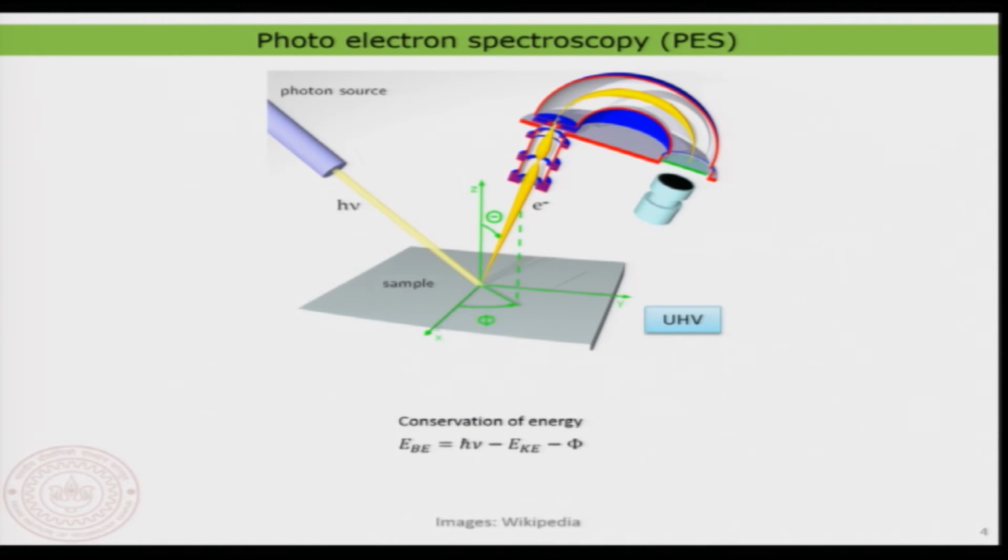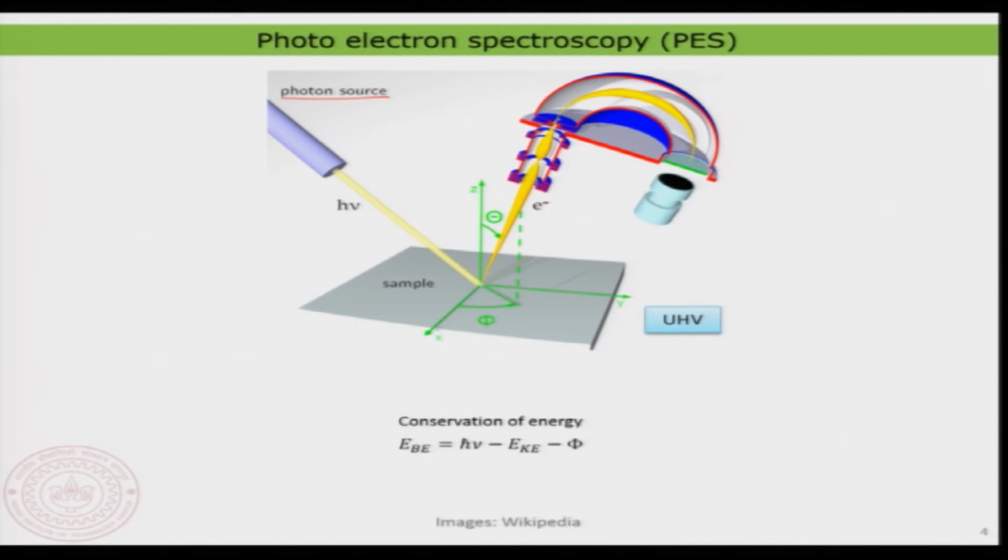Now, this is how the whole thing looks. It is very simple in its scheme, but of course, you need an ultra high vacuum chamber. So, the whole setup is kept inside an ultra high vacuum chamber. That is the interesting thing. And then you have to use a monochromatic photon source, which can of course be a monochromator, or you can also use accelerators.